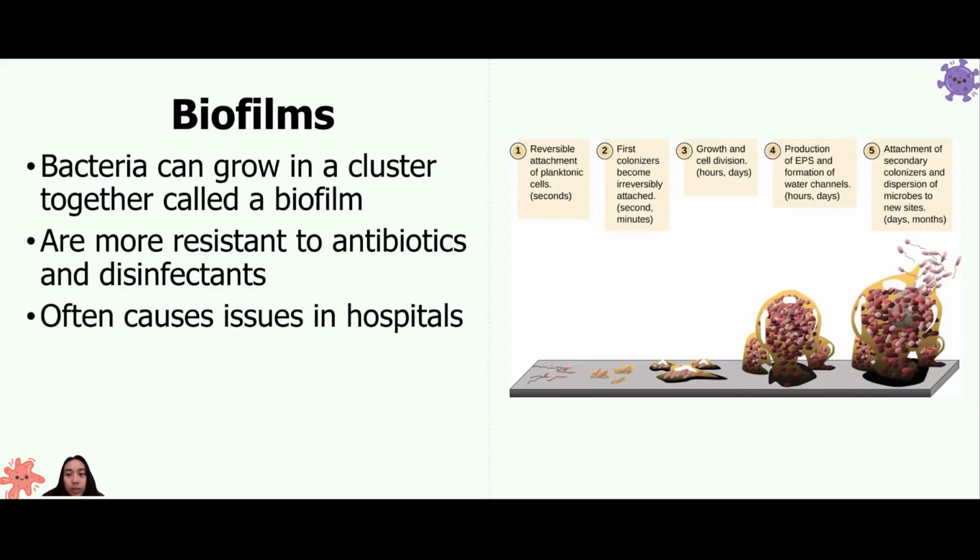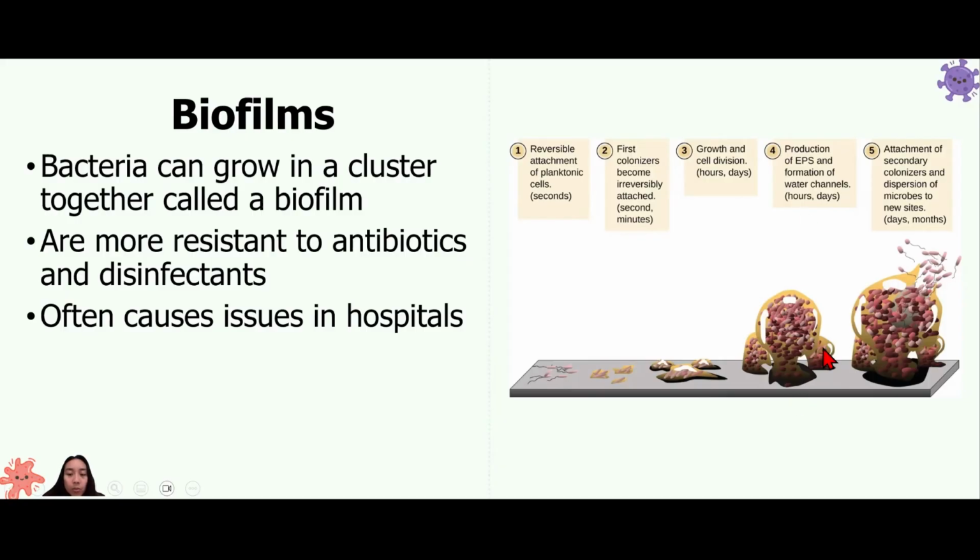Now, biofilms are going to be really important in terms of hospitals and infections because in hospitals, biofilms are really annoying. So a lot of tubing and instruments that are used can form biofilms, and those are really hard to get rid of and disinfect. And so again, biofilms are a little bit annoying to deal with.